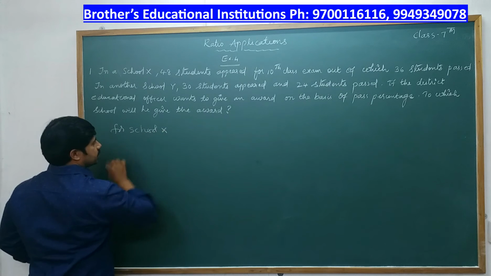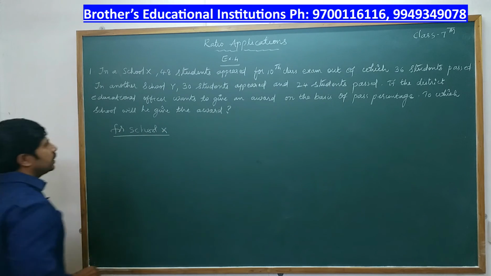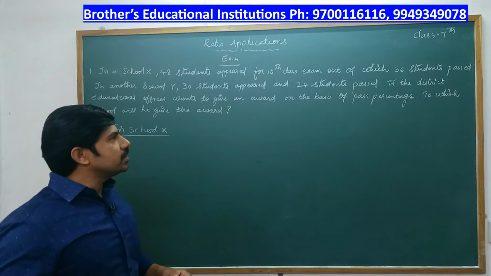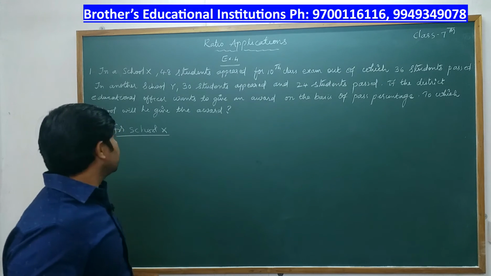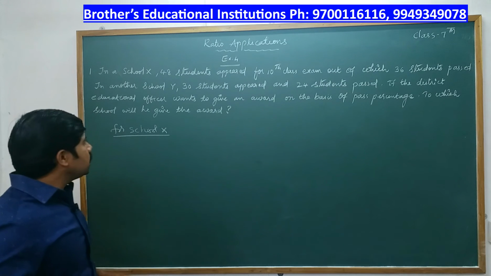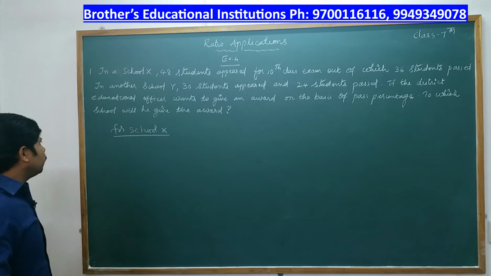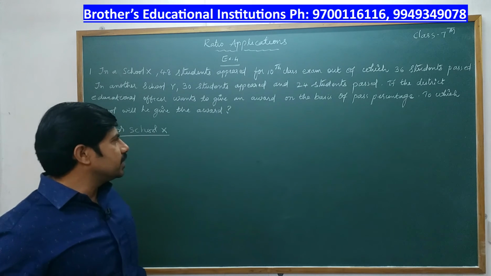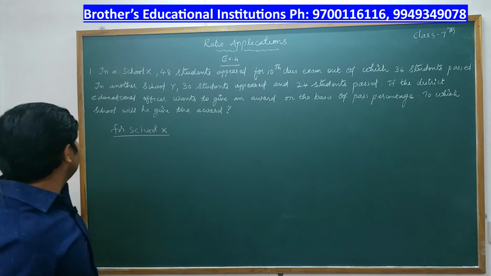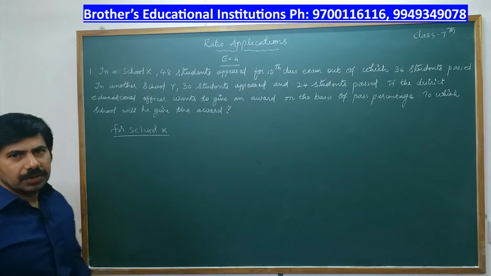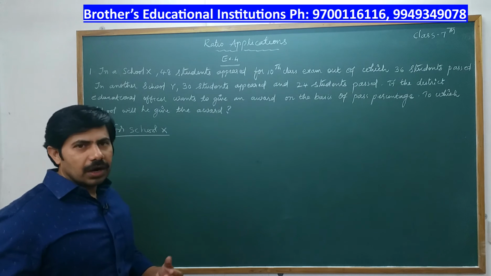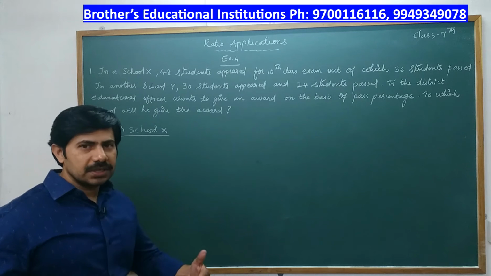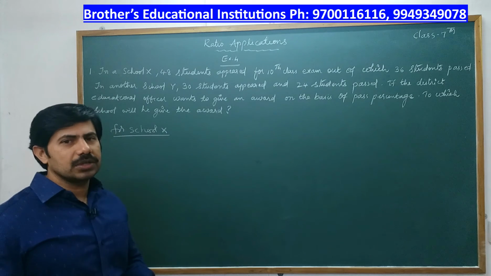For school X, 48 students appeared for 10th class exam, out of which 36 students passed the exam. In another school Y, 30 students appeared, 24 passed. If the district educational officer wants to give an award on the basis of pass percentage, to which school will he give the award? So, the award will be given to the school whose pass percentage is more. If the pass percentage is more, that school will get an award.